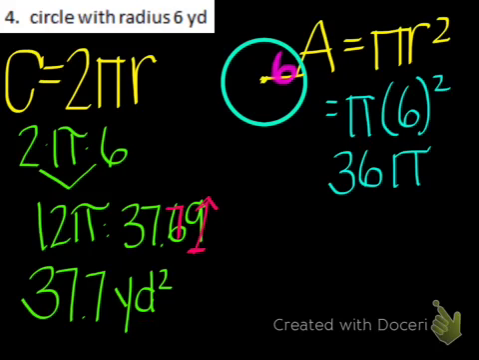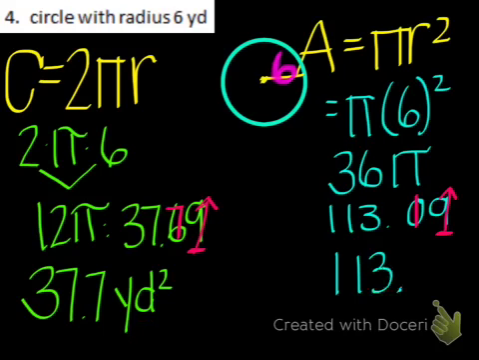36 times the pi button, we get 113.09. Our last one to round, so 9 is bigger, so 0 goes up to 1. So our answer is 113.1 square yards.